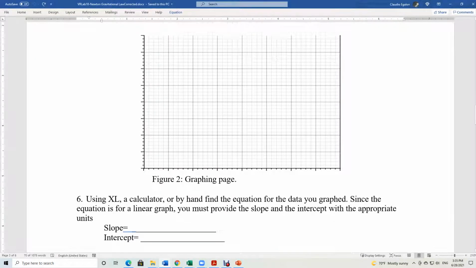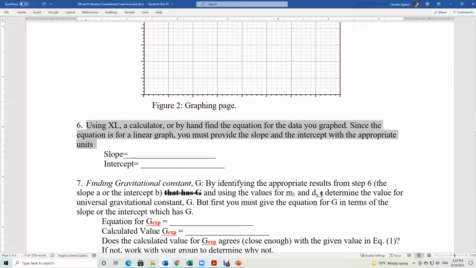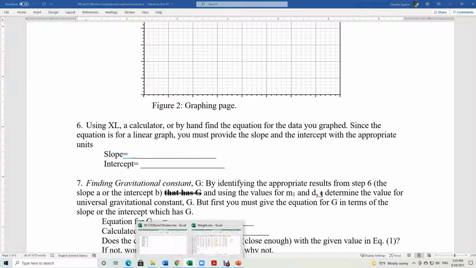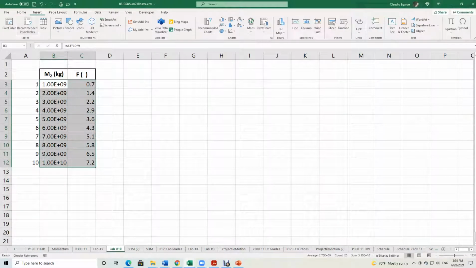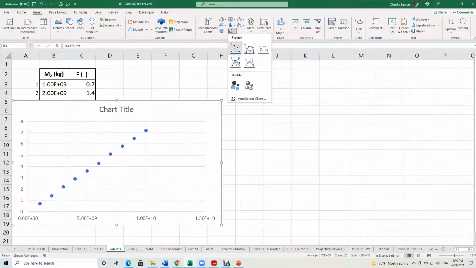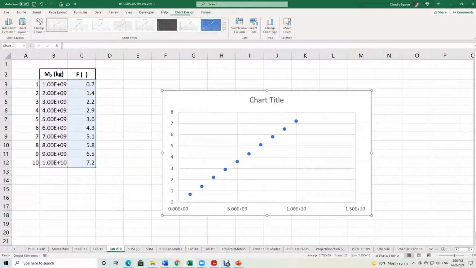Okay, so we are going to plot it. Let us plot my graph. Highlight those two. Insert. Scatter plot. Yes, we do get a linear plot.